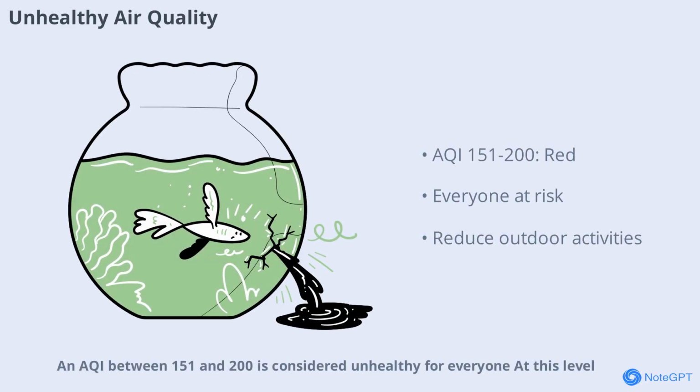An AQI between 151 and 200 is considered unhealthy for everyone. At this level, everyone may begin to experience health effects, and sensitive groups could face more serious problems. The AQI scale uses a red color to indicate this category.